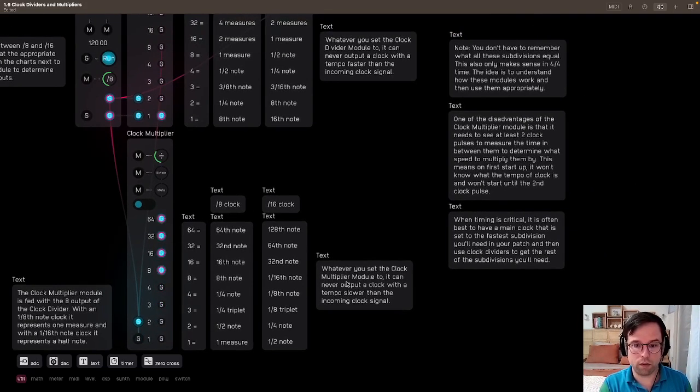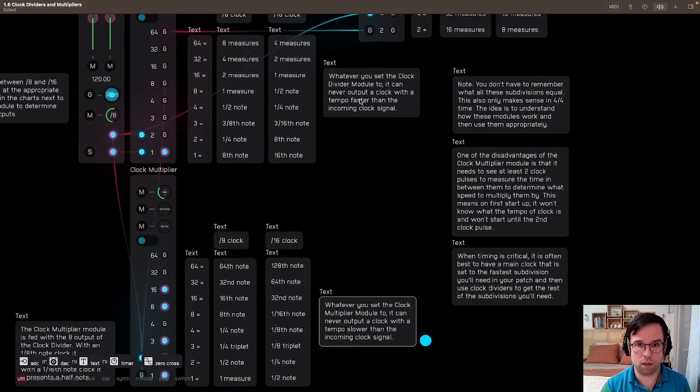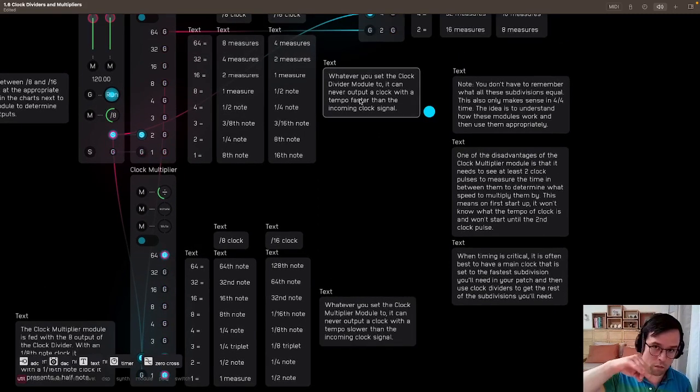So whatever you set the clock multiplier module to, it can never output a clock with a tempo slower than the incoming clock signal. Again, it's the same message here. Whatever you set the clock divider module to, it can never output a clock with a tempo faster than the incoming clock signal. So they're kind of opposites of each other.